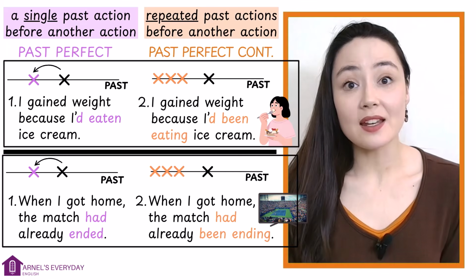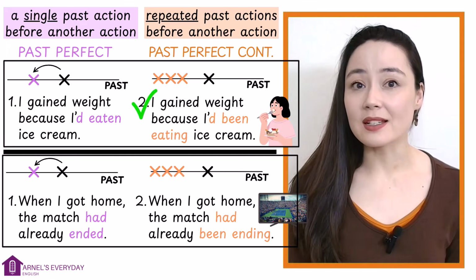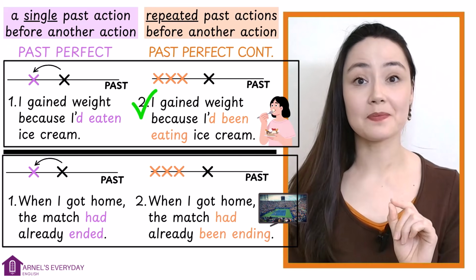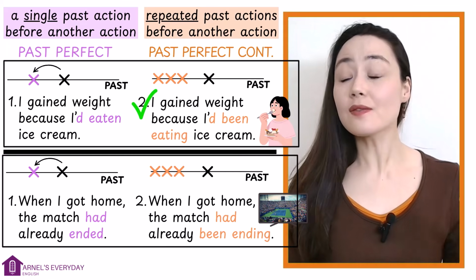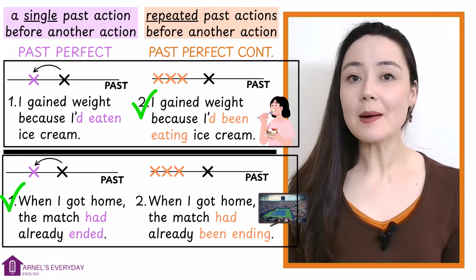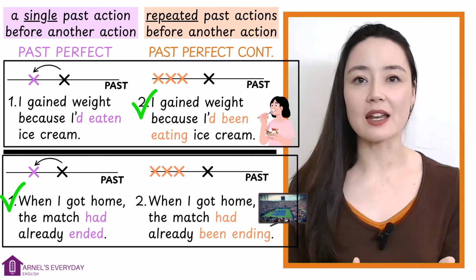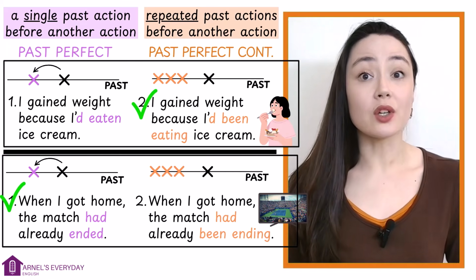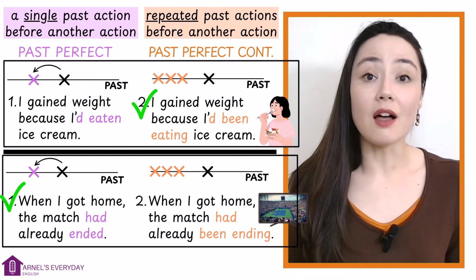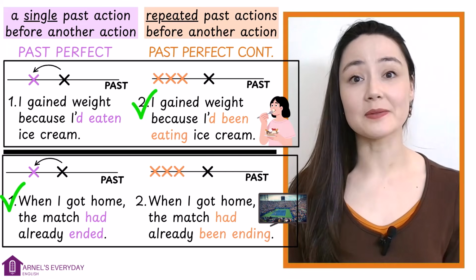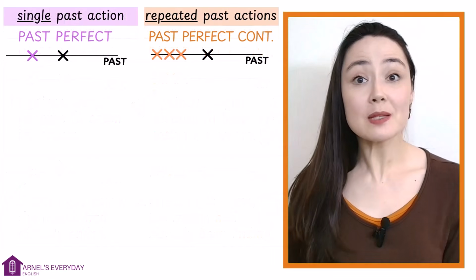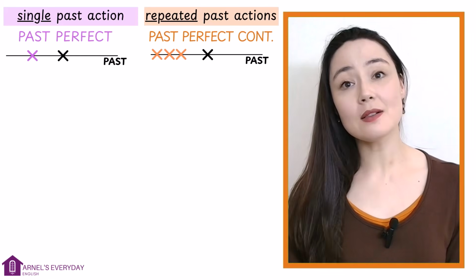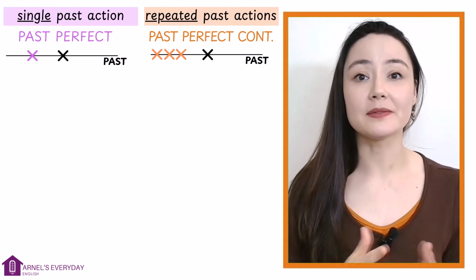In the first set, the second option is correct. I mean, you can't gain weight if you eat ice cream one time. In the second set, the first option is correct. A match cannot end again and again. It's a one-time action. So with grammar, rules are good, but many times it's just logic, like with these sentences here. I'll keep this basic rule at the top so you can always look back. Past perfect single, past perfect continuous, repeated.